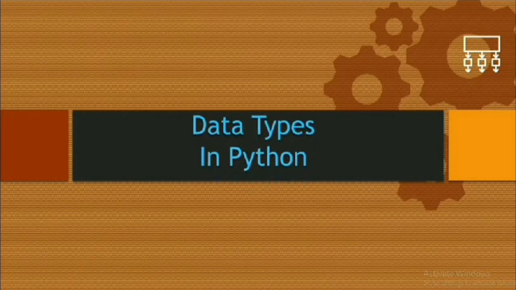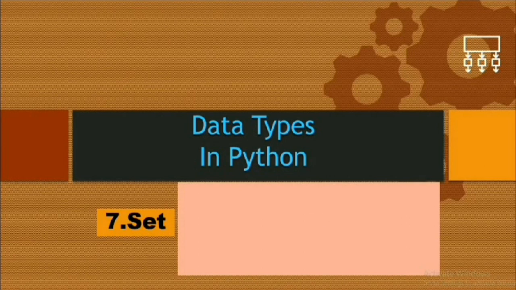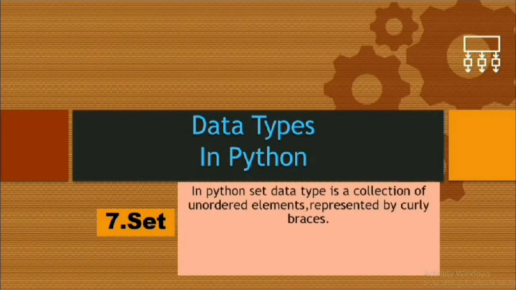The next is the set. A set is a data type, a collection of unordered elements. It means elements are not stored in particular order, and it is always represented in curly brackets.